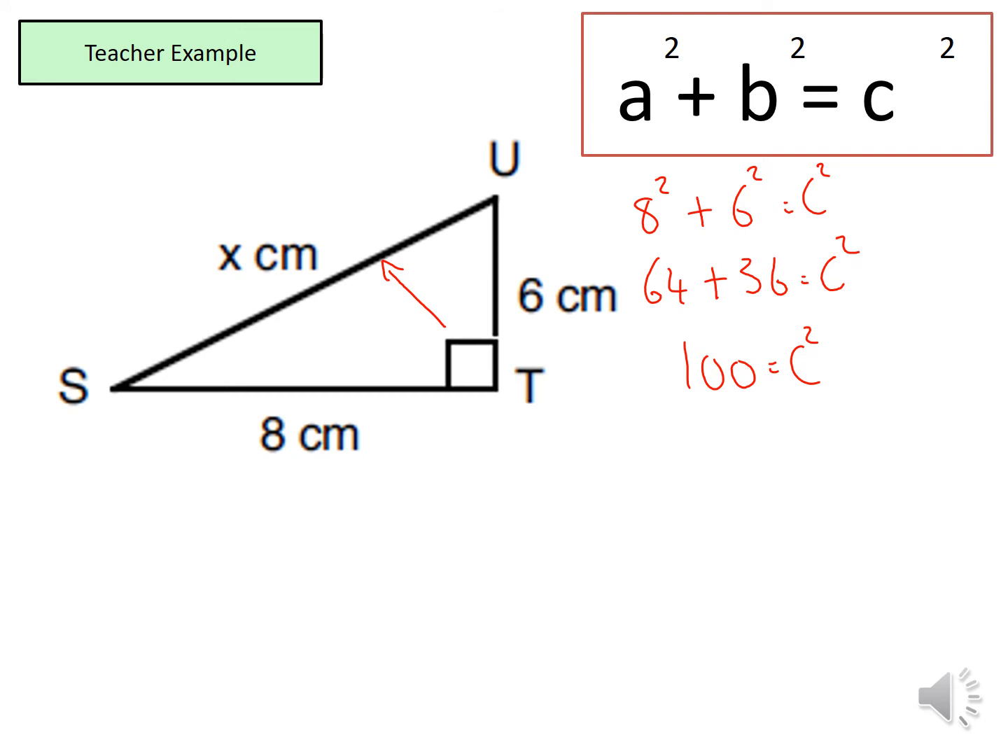Now I don't want c squared, I want c on its own because I want to know the length of this side. So I need to square root, do the inverse to get c on its own. So square root of 100 equals c, therefore 10 equals c, or c equals 10. Now because the units are centimeters, my missing side is 10 centimeters.